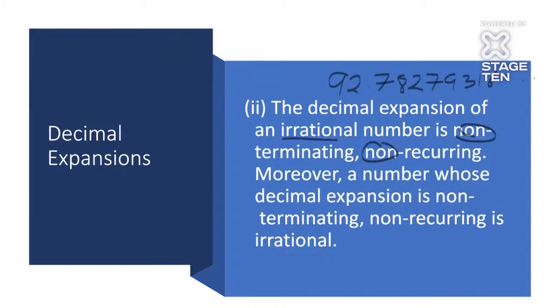So the best example for this is pi. Pi is 3.14, and it keeps on going, right? But we write it in the form of 22 by 7. That is a rational number, but this 22 by 7 is just an approximation to pi. It is not the exact value. That is why irrational numbers are always non-terminating and non-recurring.